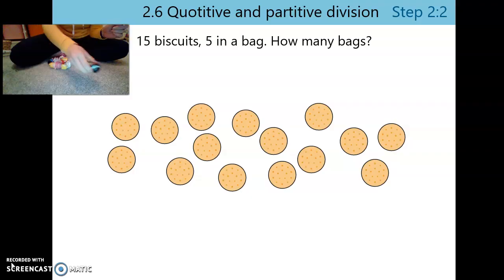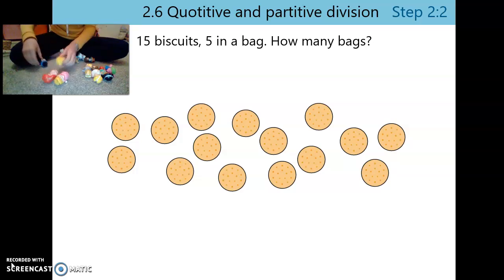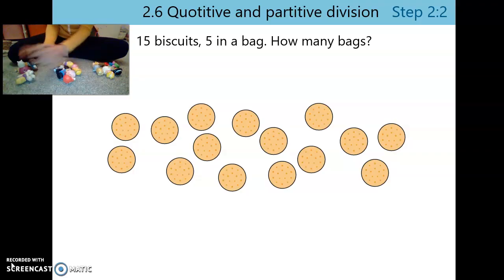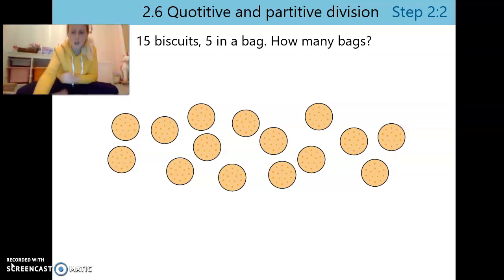I know I've got 5 in one bag, so I'm going to go 1, 2, 3, 4, 5. So I've got 5 in one bag, okay? Now I need to start filling my next bag, don't I? 1, 2, 3, 4, 5. Okay, so I've got 5 in that bag, 5 in that bag, 5 in that bag. Let's count out my last ones. 1, 2, 3, 4, 5. I've got 5 in that bag too. So my 15 biscuits that are represented using these figures have gone into 1, 2, 3 groups, haven't they? Okay, let's have a look at this. It might show us another way of doing it here.